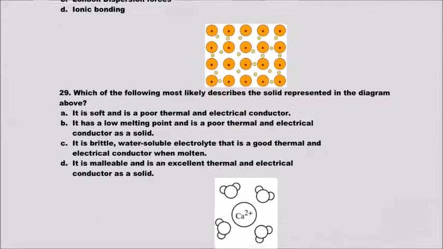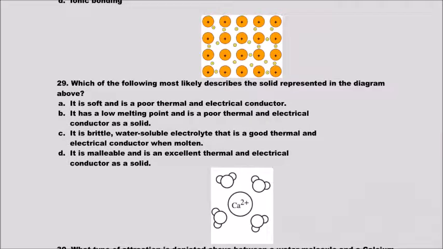29. Which of the following most likely describes the solid represented in the diagram above? The first thing I notice is the orange spheres do have a plus, so those are positive. But those little yellow negatives, notice they're not evenly distributed. So we know it's not ionic. That's not a molecule, it's not a covalent network. That definitely looks like a metal, because those variations in where those negatives are trying to show those free moving electrons. So which of these describes a metal? We know D, malleable, excellent conductor.